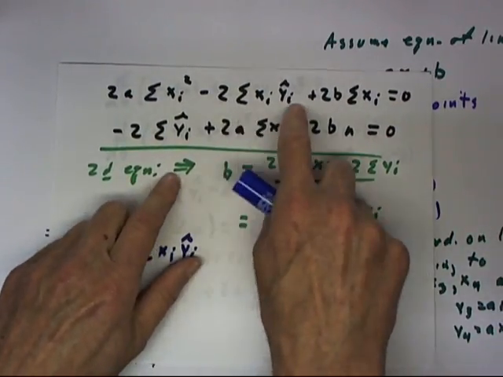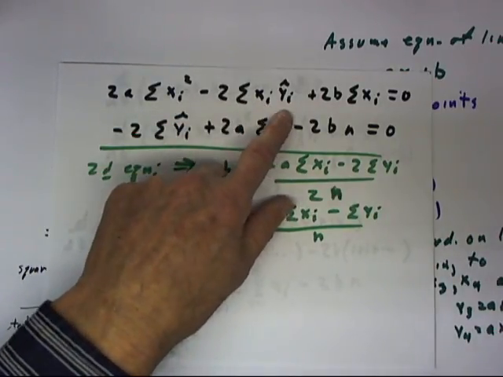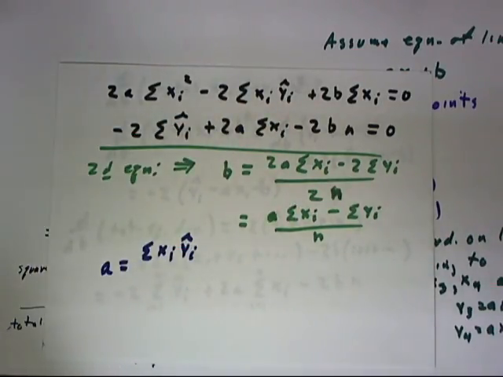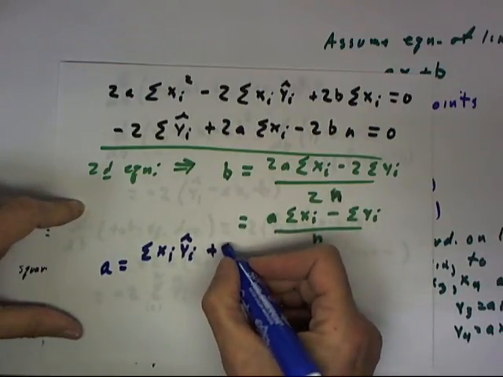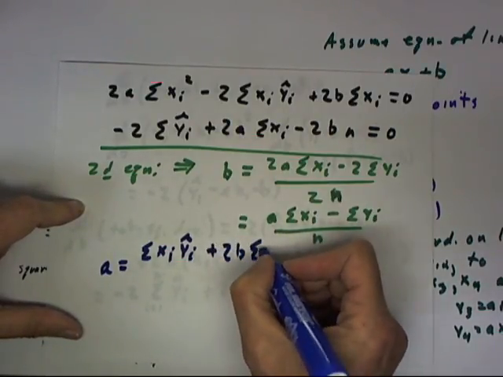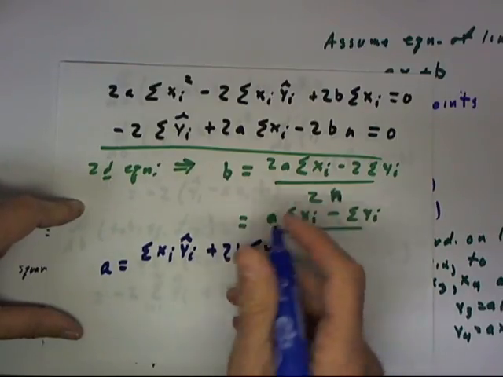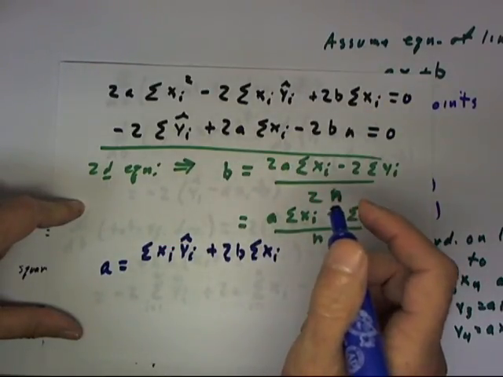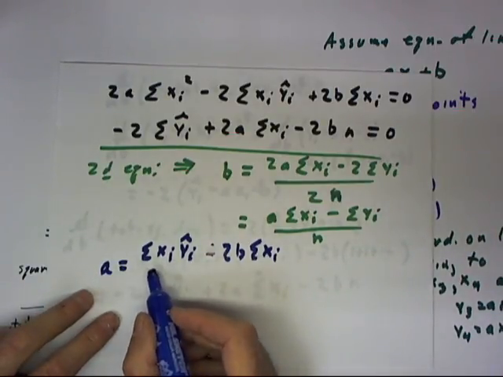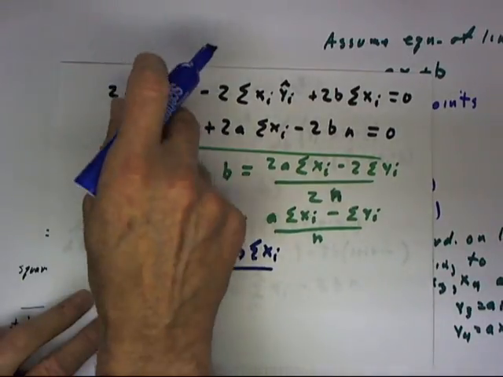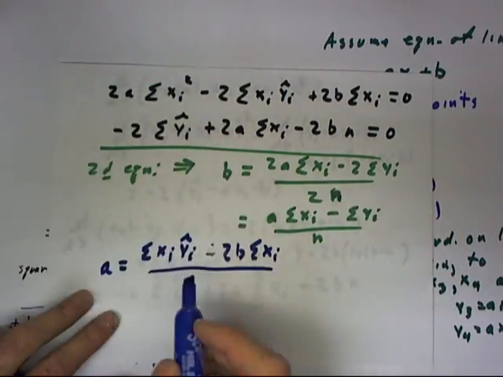Okay, so anyhow, we're going to have a sum of xi yi hat. And then we're going to have b times the sum of the xi's, and that's negative. Let's fix that. Okay, I've made the repair. And that's then going to be divided by our sum of xi squared.